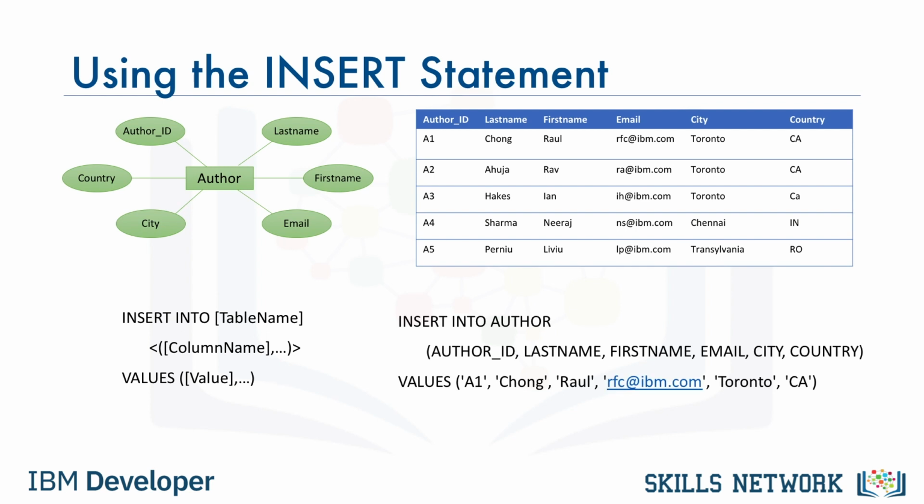To add a row with the data for Raoul Chong, we insert a row with an author_ID of A1, the last name as Chong, the first name as Raoul, the email as rfc@ibm.com, the city as Toronto, and the country as CA for Canada. The author table has 6 columns, so the insert statement lists the 6 column names, separated by commas, followed by a value for each of the columns, also separated by commas.